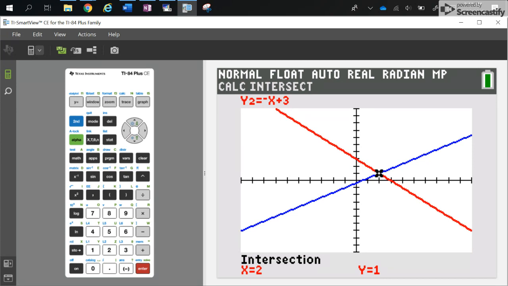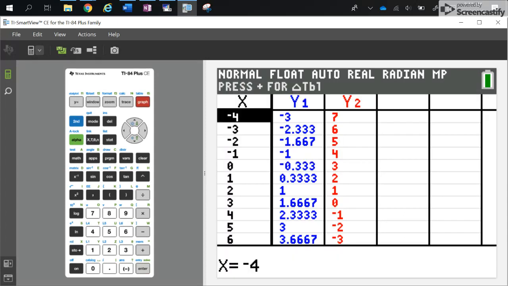I can also find the point of intersection sometimes using the table feature on my calculator, which is the second function on the graph button. Second graph says table. So I can always go to the table, and it gives me ordered pairs on the graph. So y1, and then the third column is for y2. So I can see that when x equals 2, y equals 1 for both graphs. So that is definitely my point of intersection.